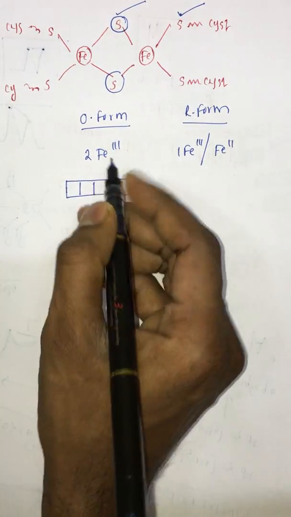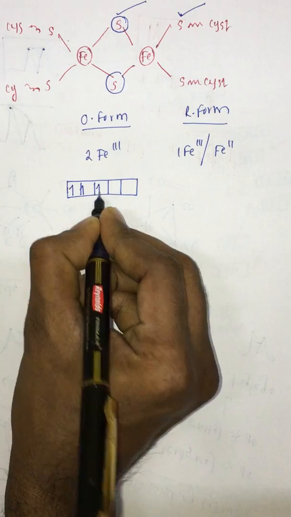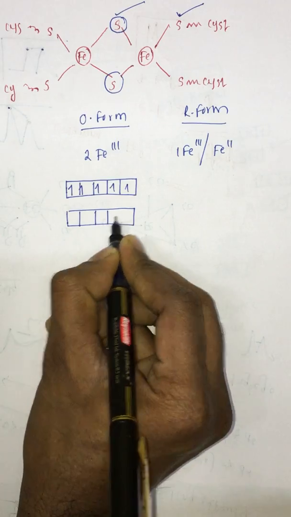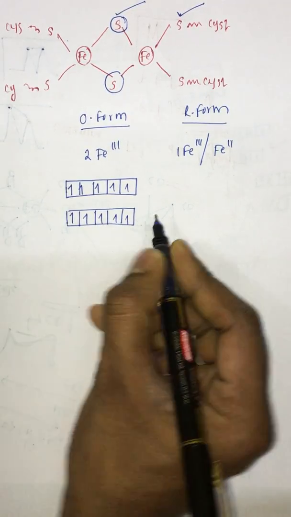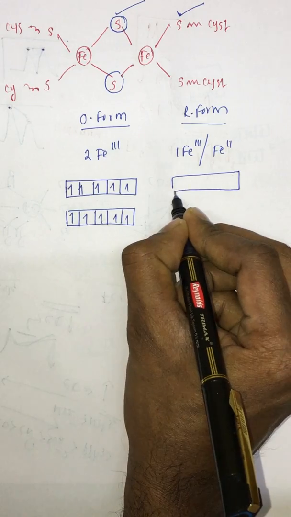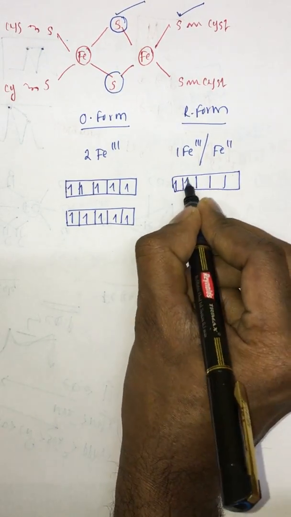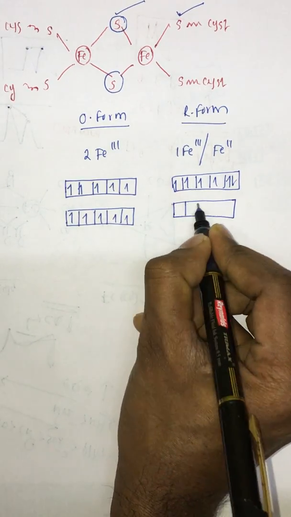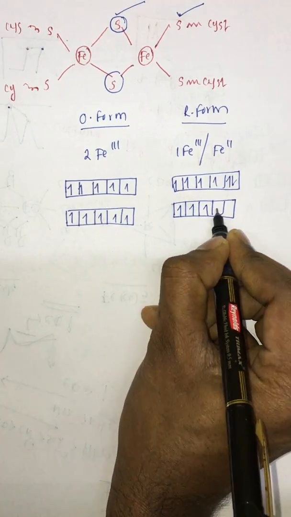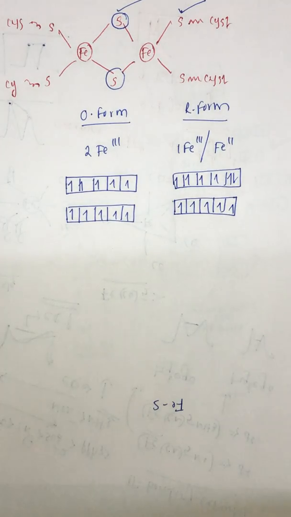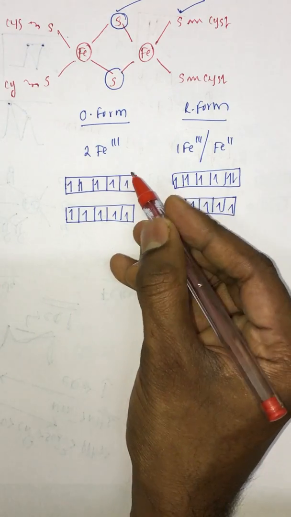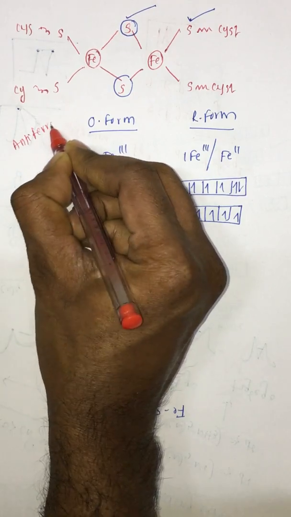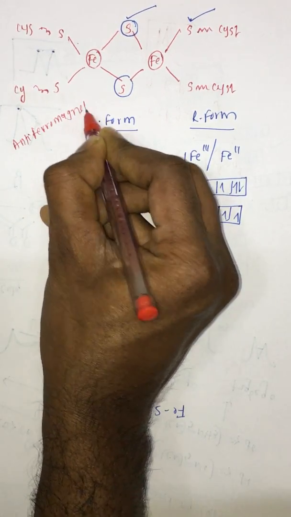So now we have a d5. This is Fe plus 3, which means d5: 1 2 3 4 5. We have one more iron atom that also has 5 electrons. And here 1 2 3 4 5 6, and 1 2 3 4 5. In the case of these ferredoxins, they show anti-ferromagnetic coupling. Anti-ferromagnetic coupling is very important.